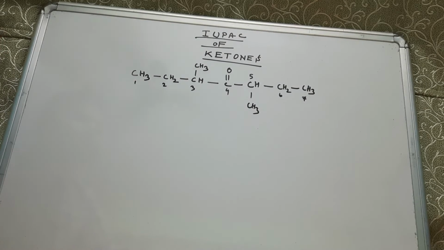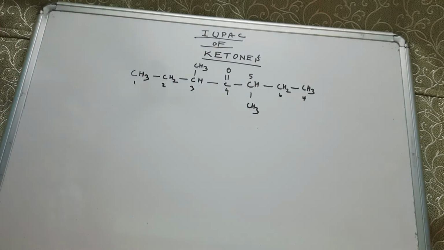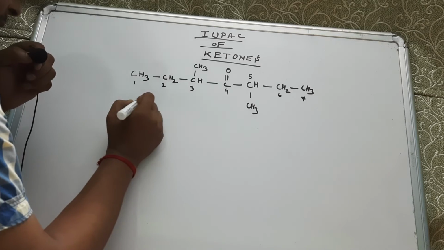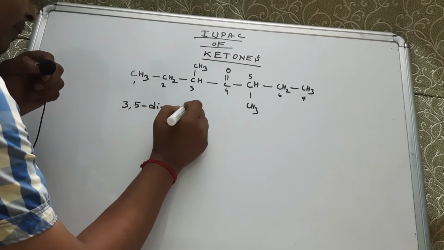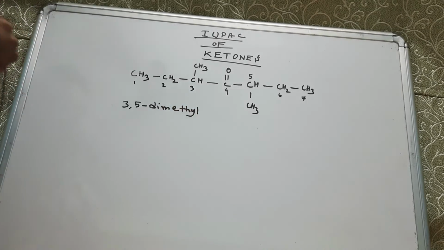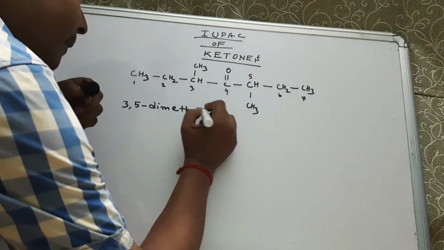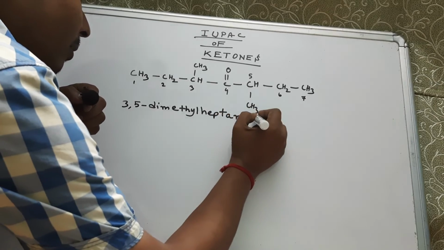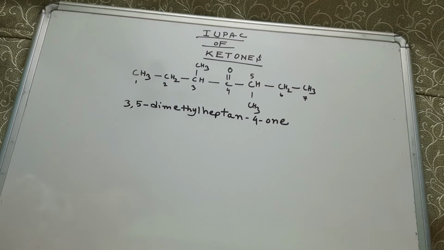Sorry, at the 3 and 5 positions there are 2 methyl groups. That means 3 comma 5 dimethyl. 3,5-dimethyl, the total number of carbon atoms is 7, heptan, 4-one: heptan-4-one.